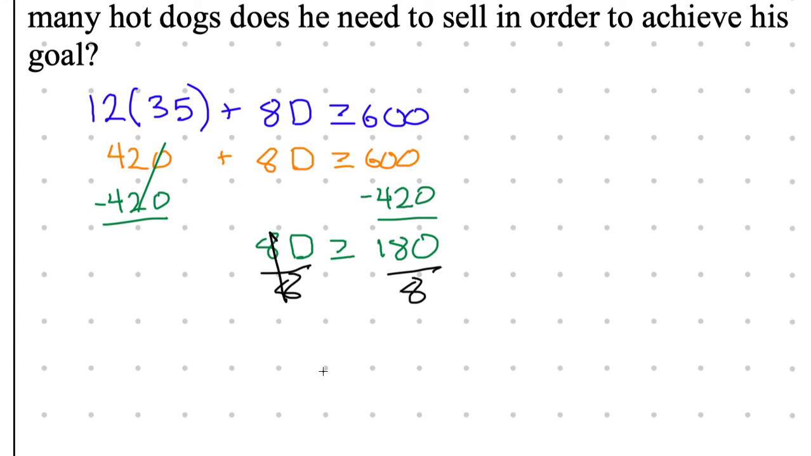So 8 cancels out. We are left with capital D, which represents hot dogs. D for dogs. Is greater than or equal to, what am I going to do with this right-hand side? Quiet raised hand. 22.5. Thank you, Charles. 22.5. You can still have hot dogs, so you can either round up or round down. Yeah, and that's the question. So another quiet raised hand. Should the answer be 22 or 23 hot dogs?